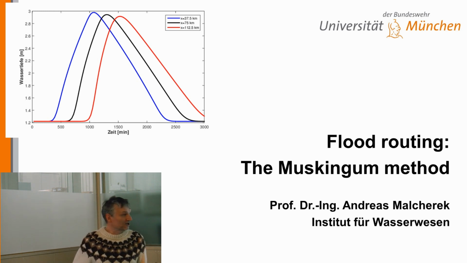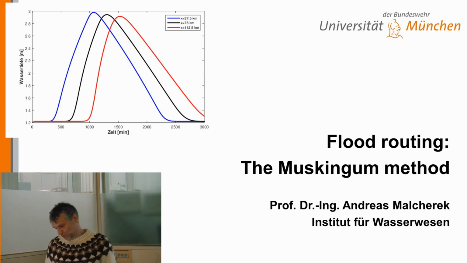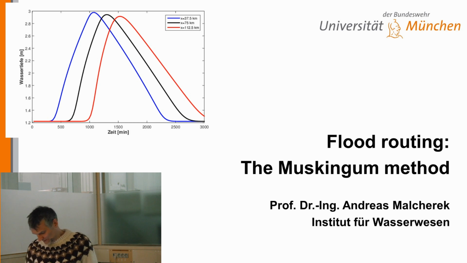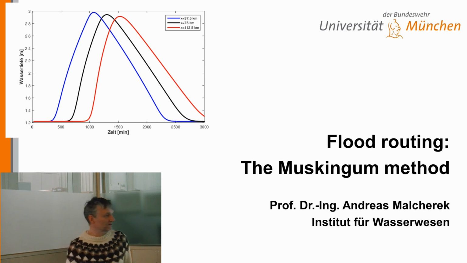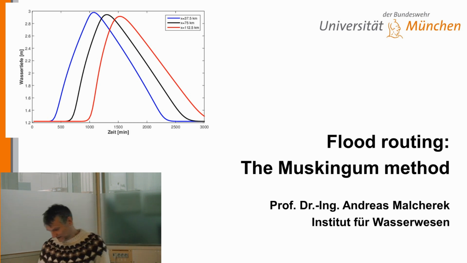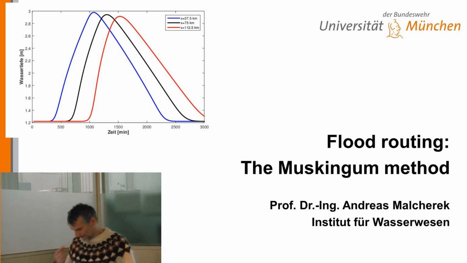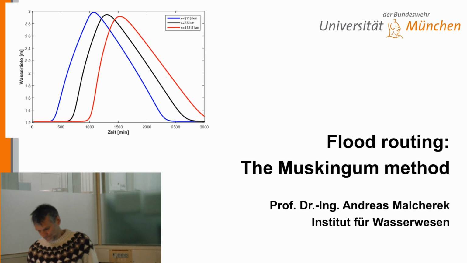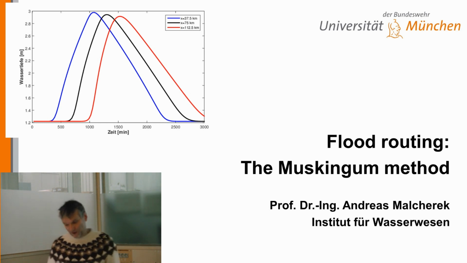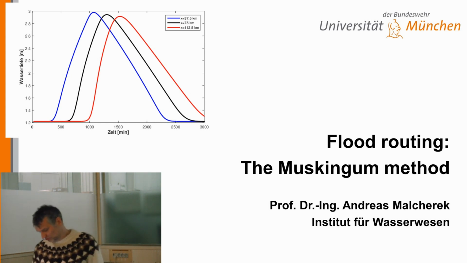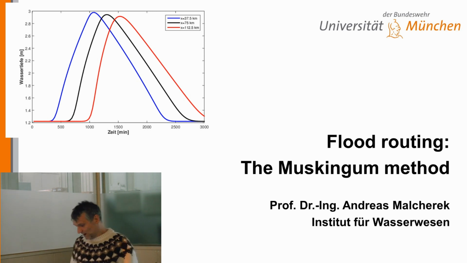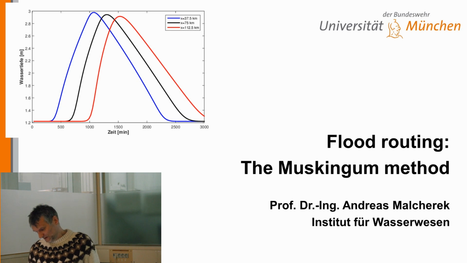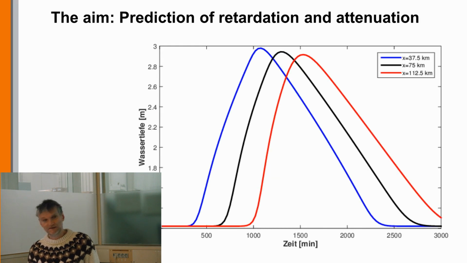In the following lecture, I would like to give a short introduction into the Muskingum Method, which is a special flood routing method, and I think it's a very classical one, but I don't like it very much, and I would like to explain why I do not like this method very much. So, what is the aim?